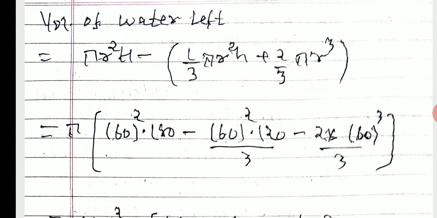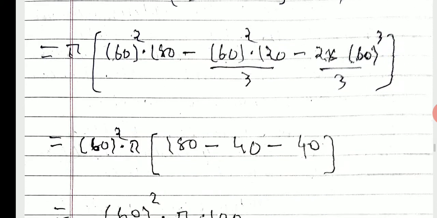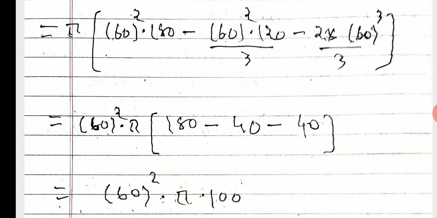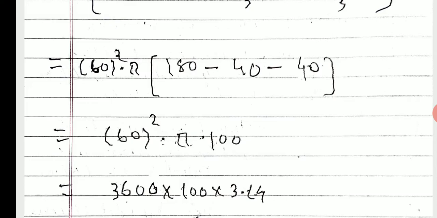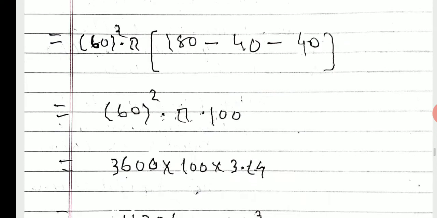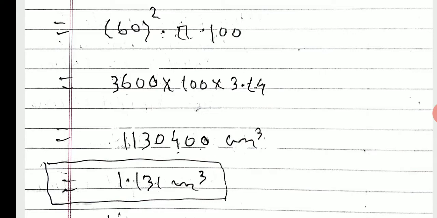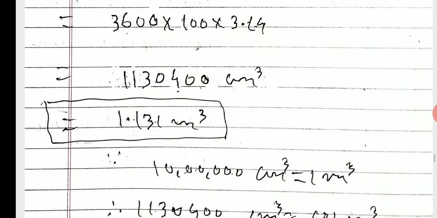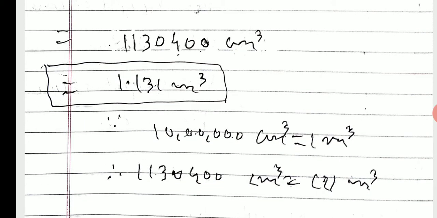Here 2 upon 3 pi r cube is volume of hemisphere, 1/3 pi r square h is volume of cone, and pi r square H is volume of cylinder. Now 60 square we are taking common out, then 60 square into pi into 180 minus 40, then answer will be 60 square into pi into 100, it will be 3600 into 100 into 3.14, then 1130400 centimeter cube. Then we are converting into meter cube, 1.131 meter cube, because 10 lakh centimeter cube equal to 1 meter cube.